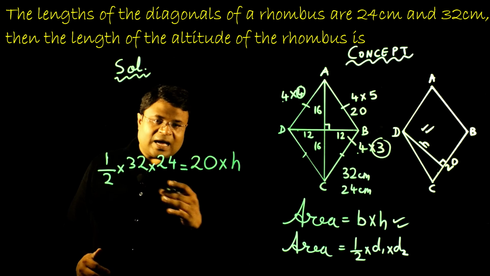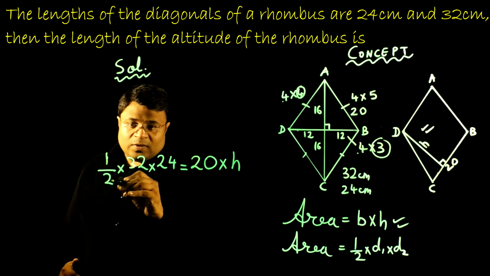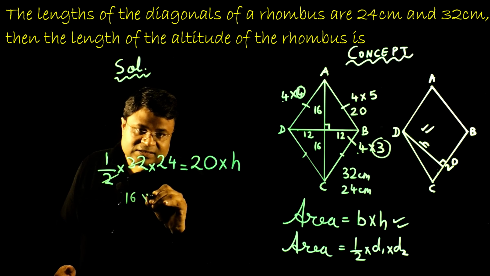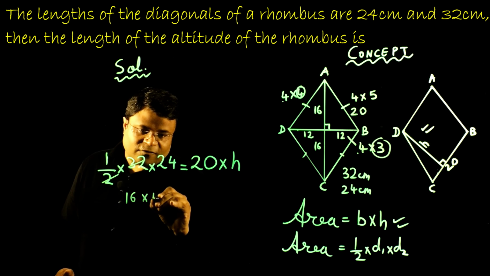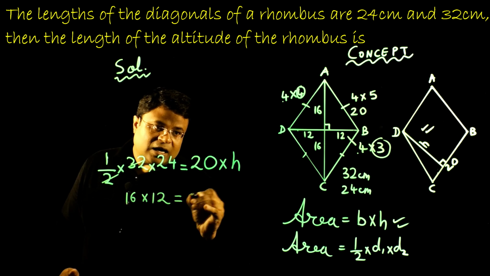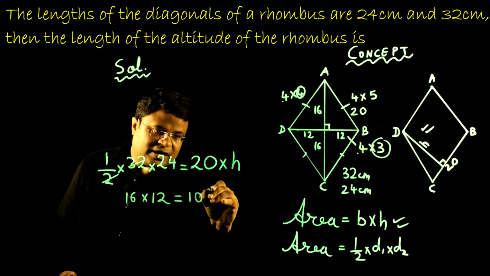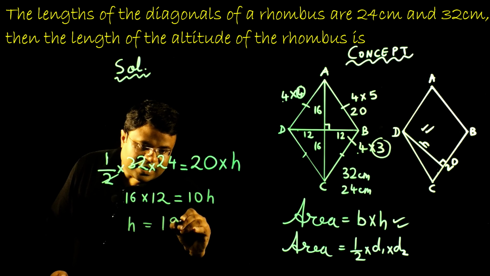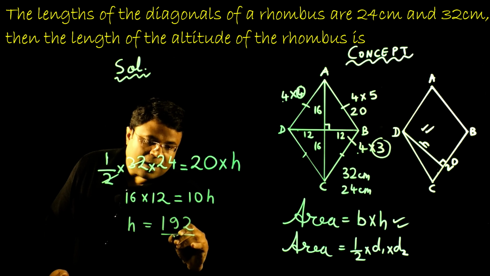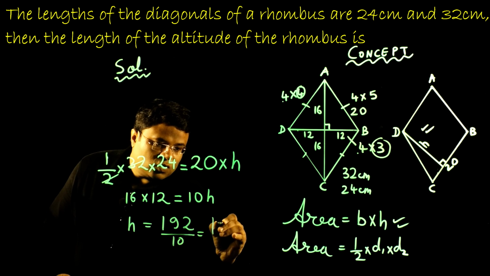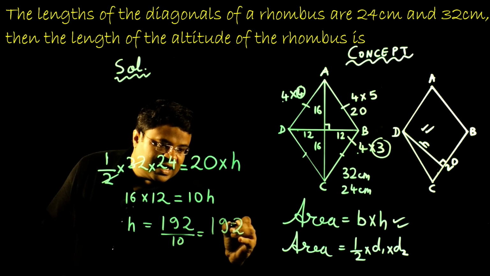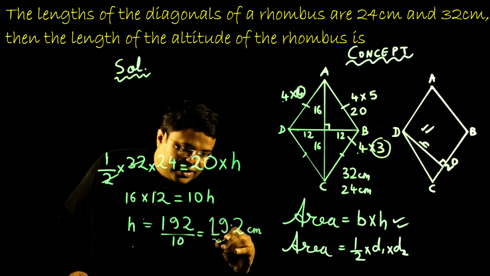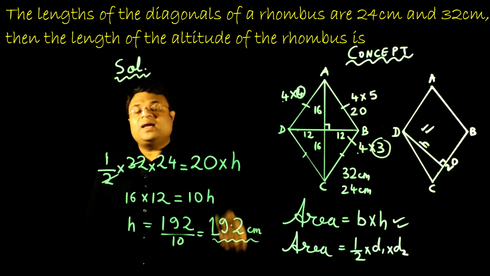Now let's quickly do a little bit of calculation. We'll cancel this 2 and 32, so this will give us 16, and we cancel this 2 and 24, this will give us 12, and we have 10 times h. So actually h is equal to 192 upon 10. So the answer is 19.2 centimeters. So this would be our answer.